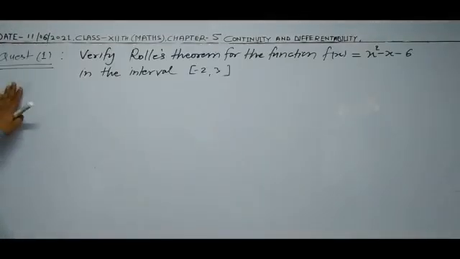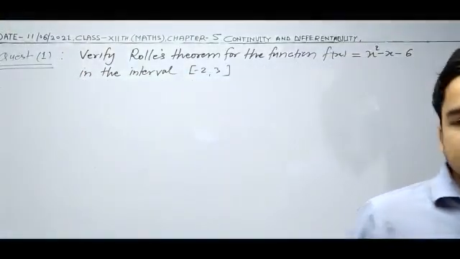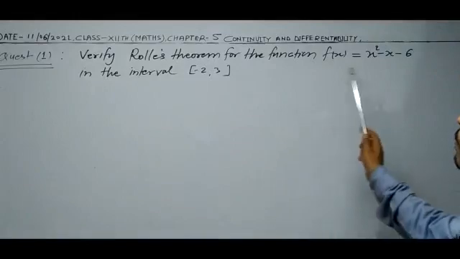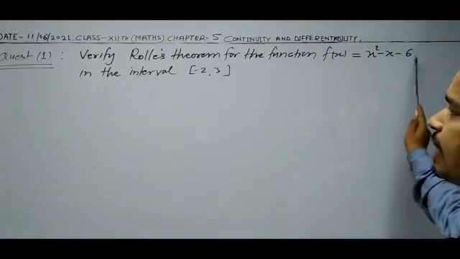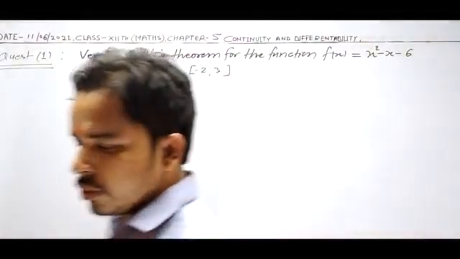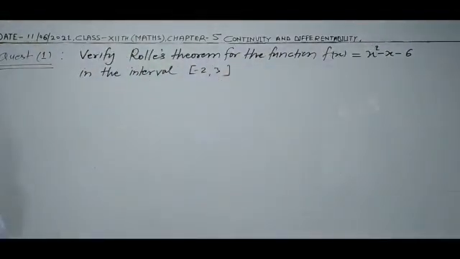Now this is question number 1, class. Verify Rolle's theorem for the function f(x) = x² − x − 6 in the interval [−2, 3]. You know every polynomial function is continuous in a closed interval. So, how will you write the solution in your examination?